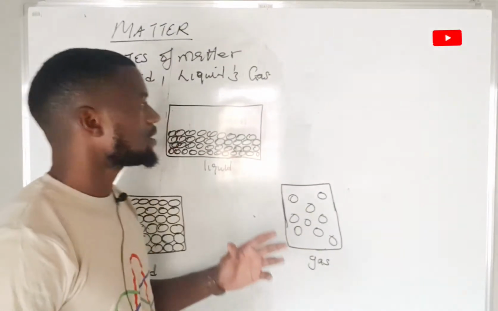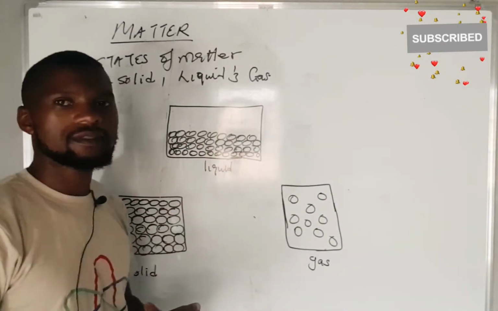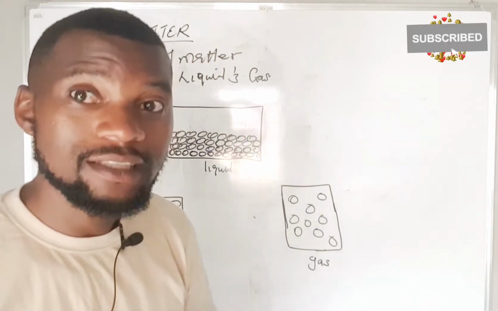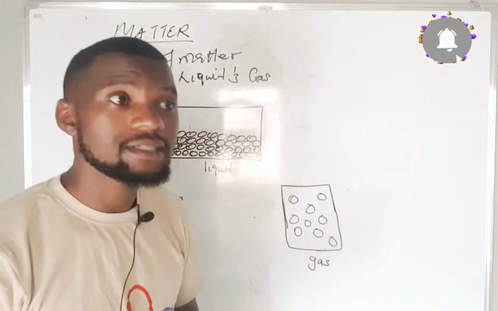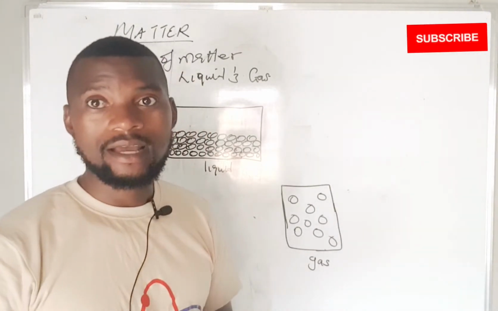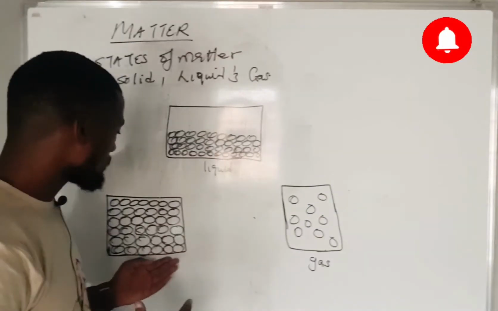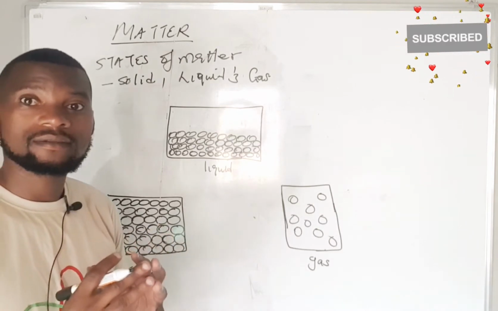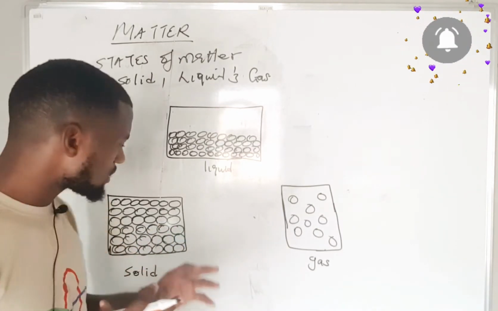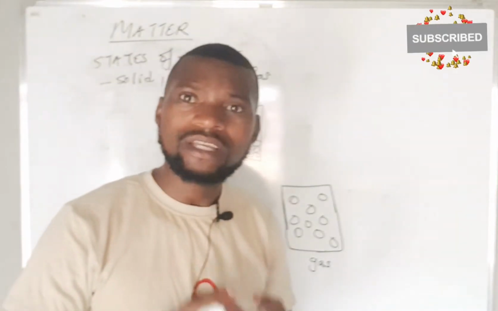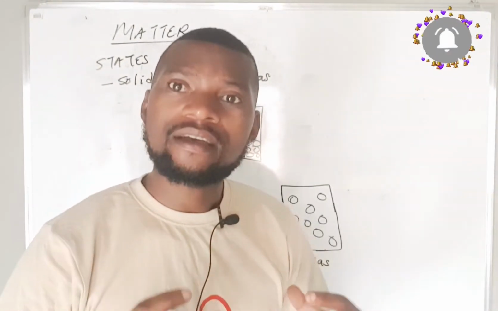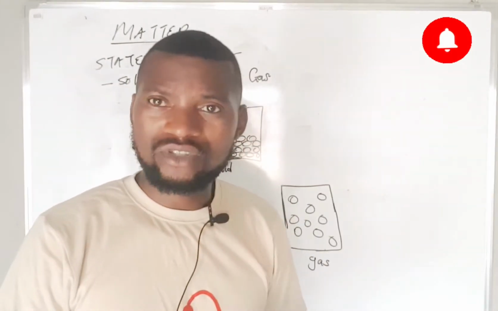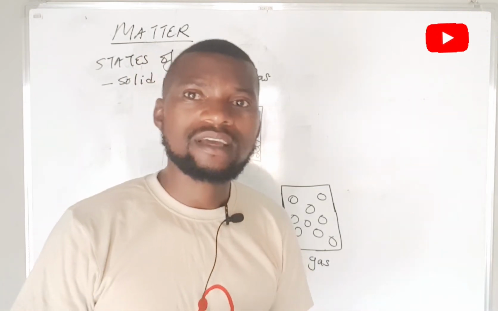Okay, so now the arrangement of particles in the three states of matter is so different that even just by looking at them, you'll be able to tell that this is a solid, this is a liquid, and this is a gas. The arrangement of particles in a solid is so compacted. They are so close to each other that these particles are not able to move. Instead, they just vibrate in their fixed positions.